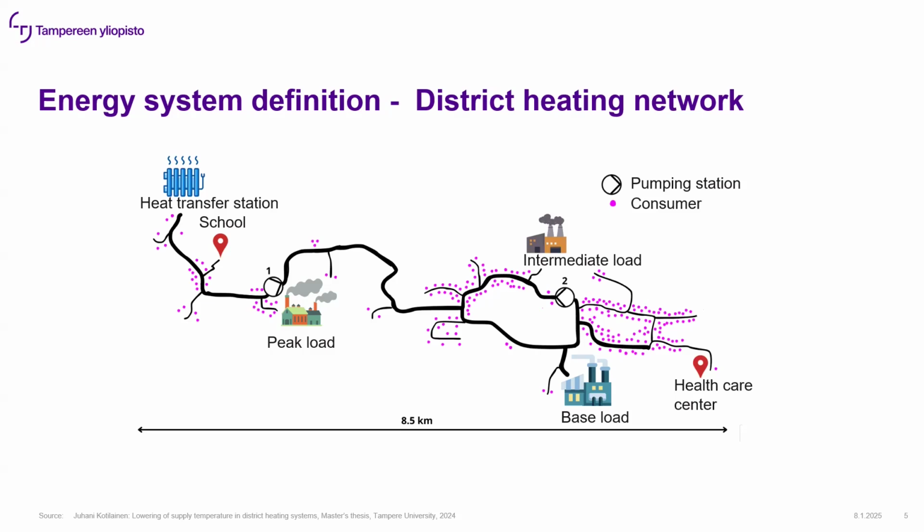So there's the peak load, intermediate load plants, base load plants, and you can see that the consumers are scattered around in here, but there are still rather large gaps in between here. So this energy system, this Kangasala district heating system, if I recall right, they had two separate systems that were combined, and now it's a really long kind of a district heating network. So it's really interesting to analyze.